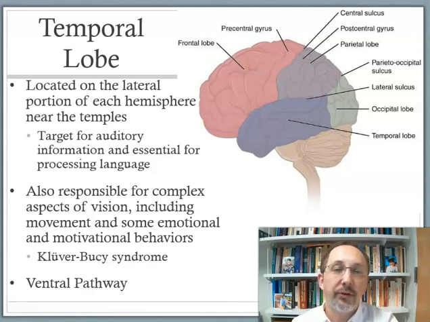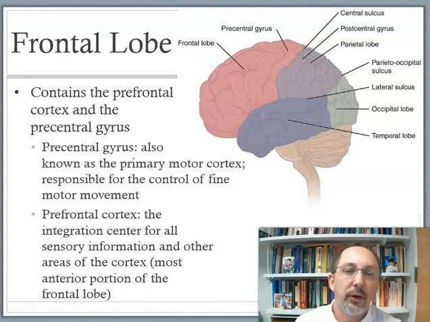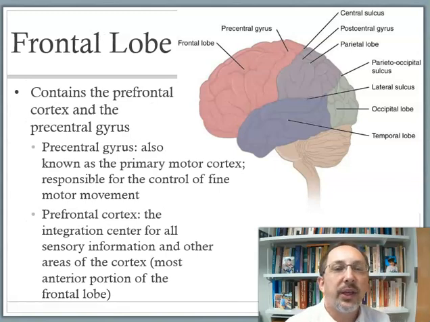And it makes sense because your auditory cortex is there, and you're very close to Wernicke's area, and you're still pretty close to Broca's area too, Broca's area being in the frontal lobe. So here we have a couple of key terms. I mentioned the precentral gyrus.